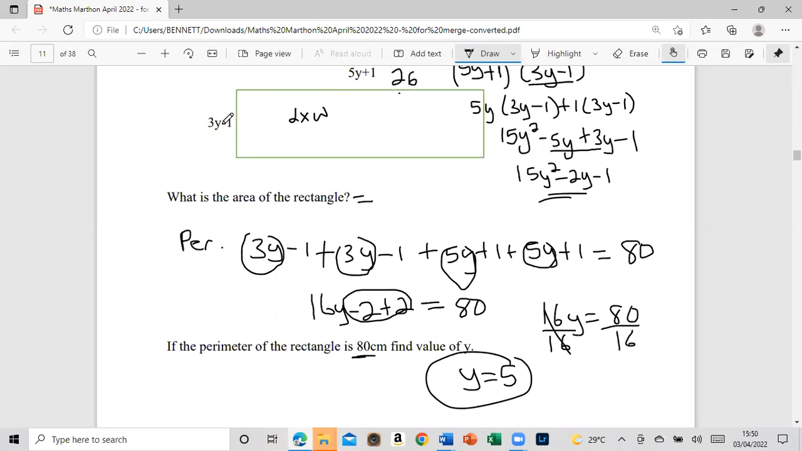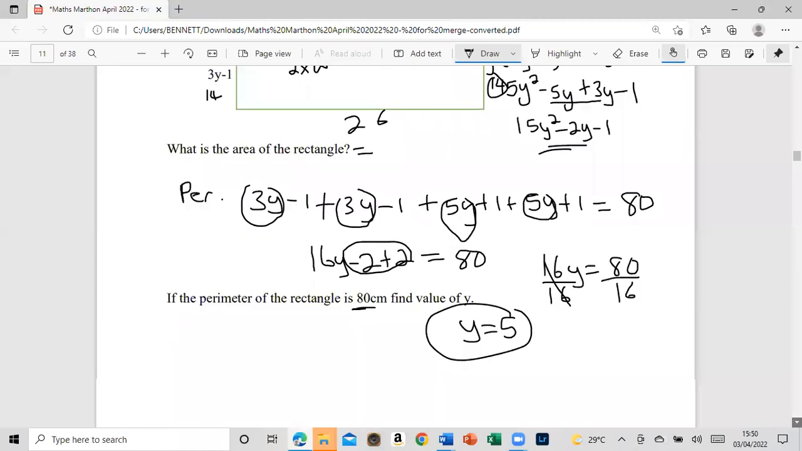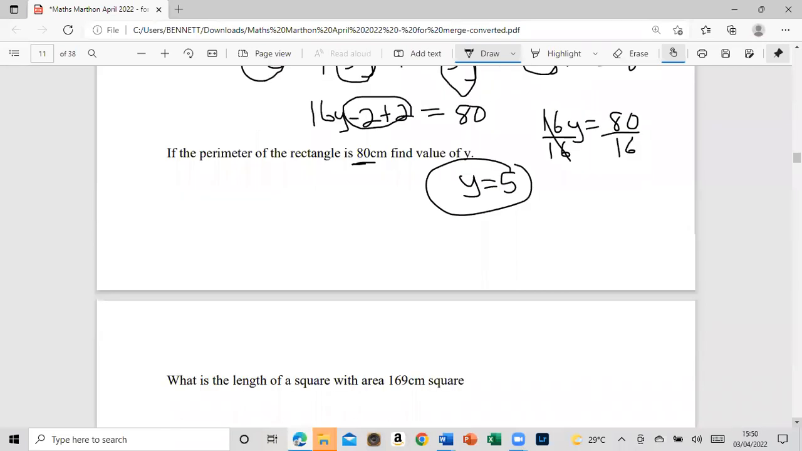3 times 5 is 15 minus 1, 14. This side, this plus this, are 40. So we know this is also going to be 26 and this is going to be 14. So yes, it's correct. So always check, guys, because sometimes you can make a little error, and we don't want to leave it with that.